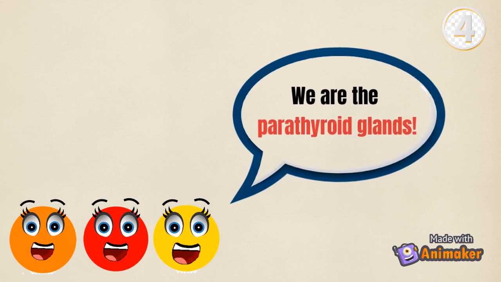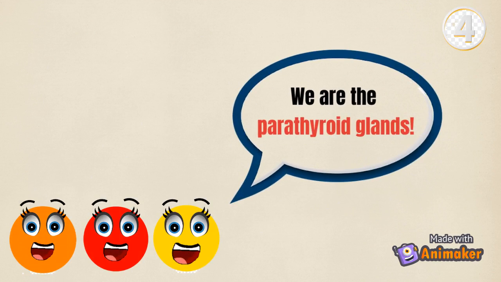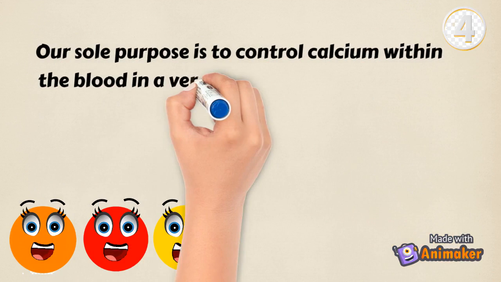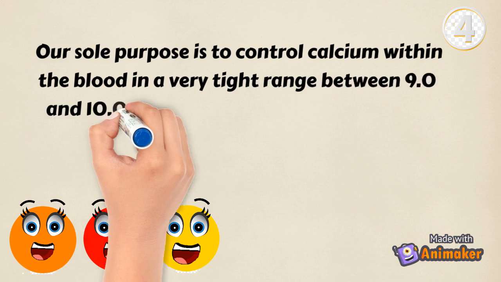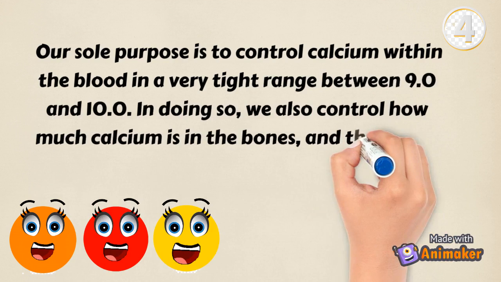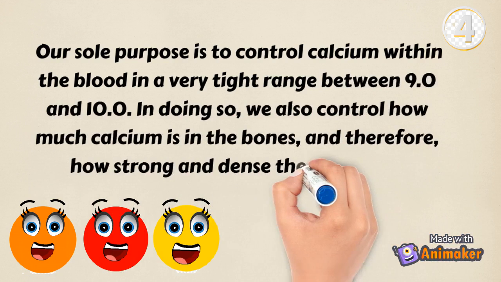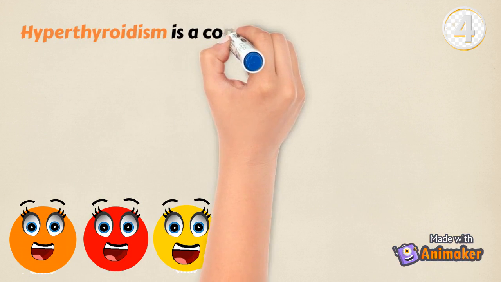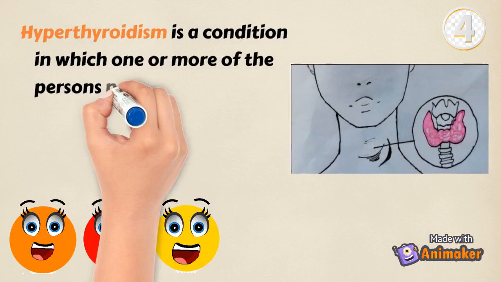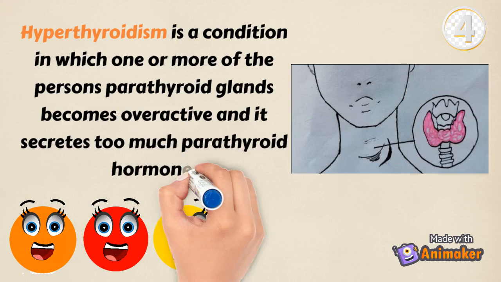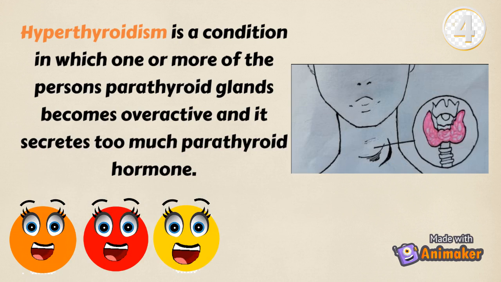Fourth, we are the parathyroid glands. Our sole purpose is to control calcium within the blood in a very tight range between 9.0 and 10.0. In doing so, we also control how much calcium is in the bones, and therefore how strong and dense the bones are. Hyperparathyroidism is a condition in which one or more of the person's parathyroid glands become overactive and secrete too much parathyroid hormone.